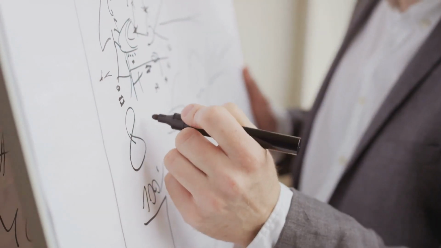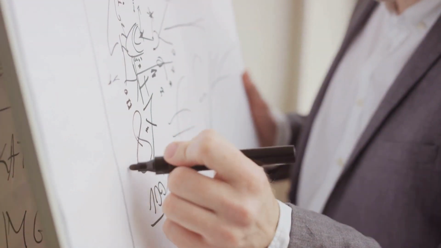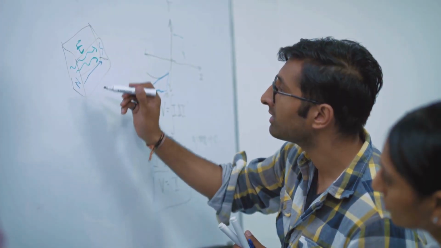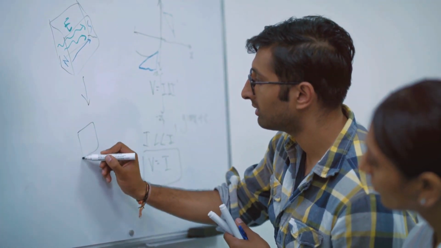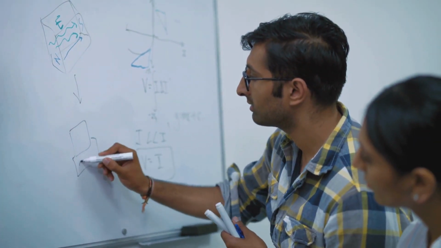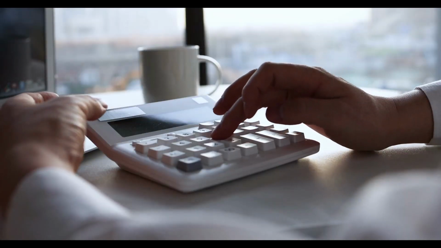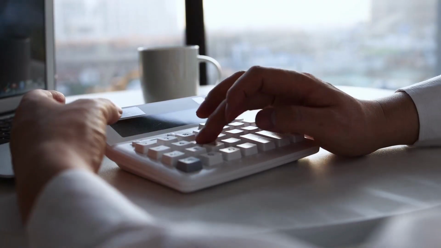Now, with this newfound understanding of liabilities, the accounting equation starts to make more sense. Assets are what a business owns, liabilities are what it owes, and the difference between the two is the owner's equity. Now that we have demystified liabilities, the accounting equation starts to make more sense. Finally, let's tackle the last piece of the puzzle, owner's equity.